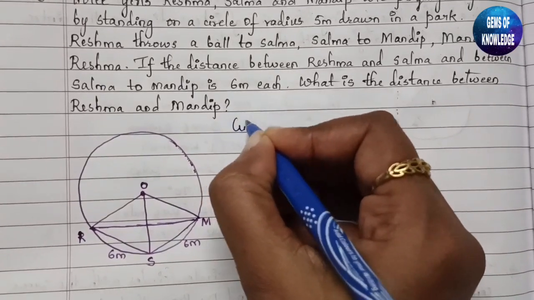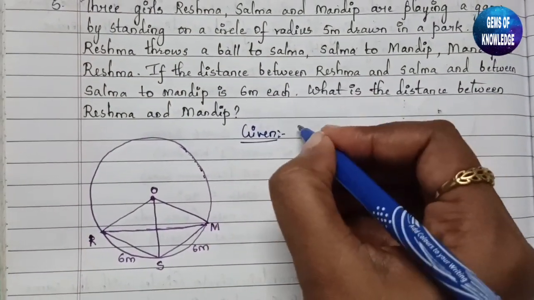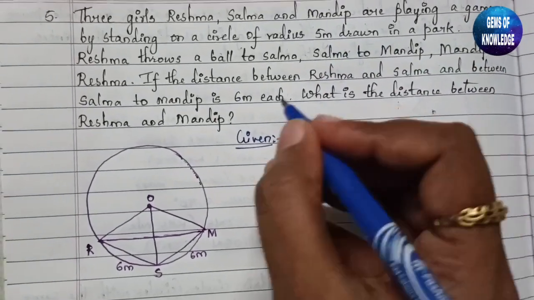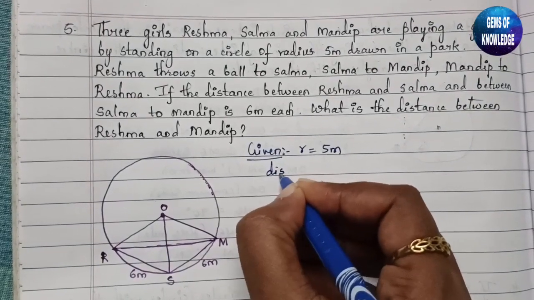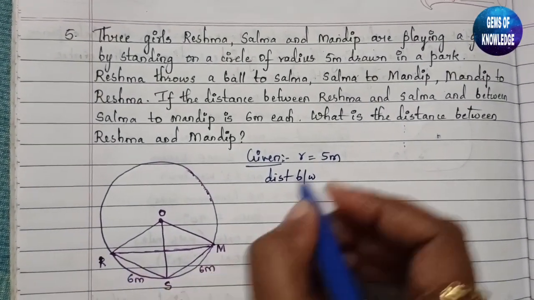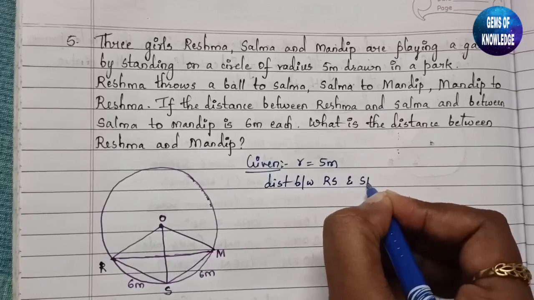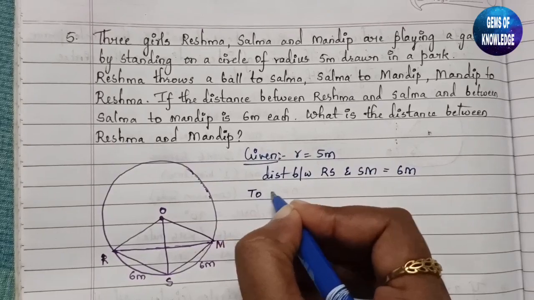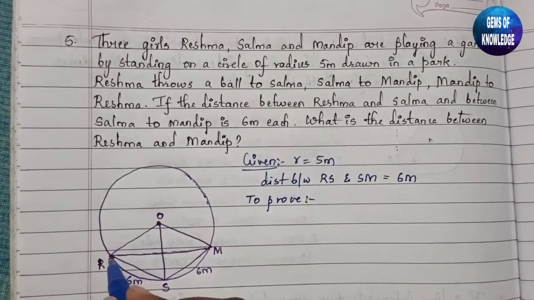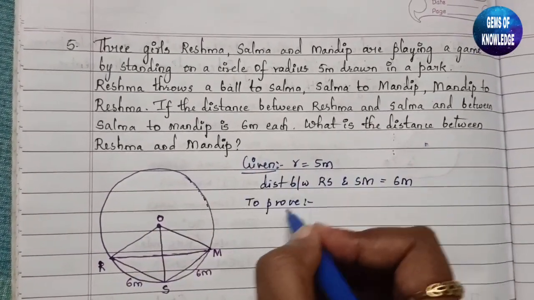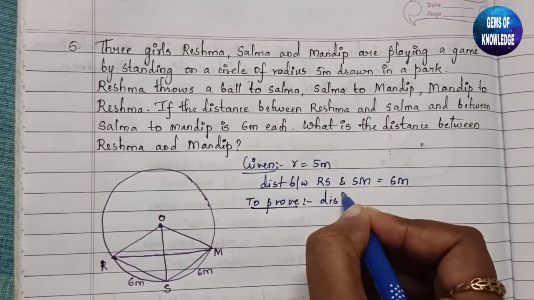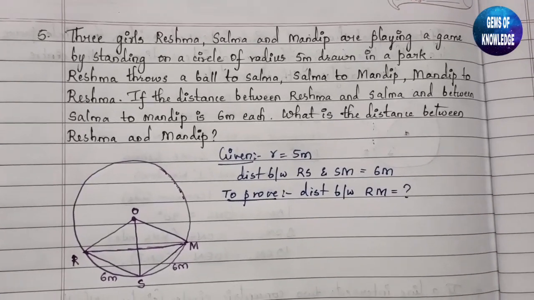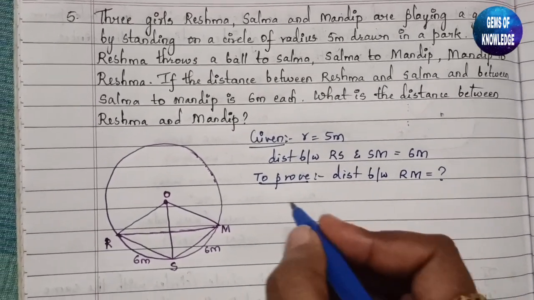So what we will write is, given: the radius R is equal to 5 meters, they have given. The radius of the circle is 5 meters, and the distances RS and SM are both equal to 6 meters, they have given. What we need to prove is the distance between Reshma and Mandeep, RM, is equal to how much we need to show. A small construction we will do here.